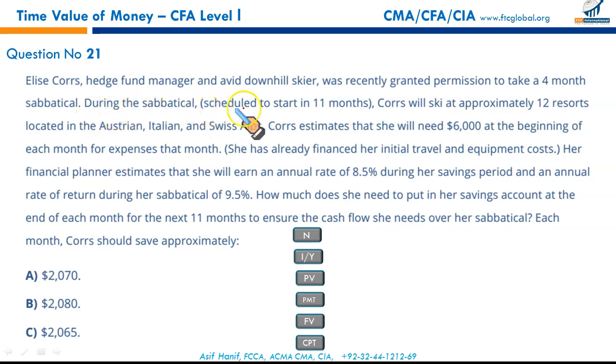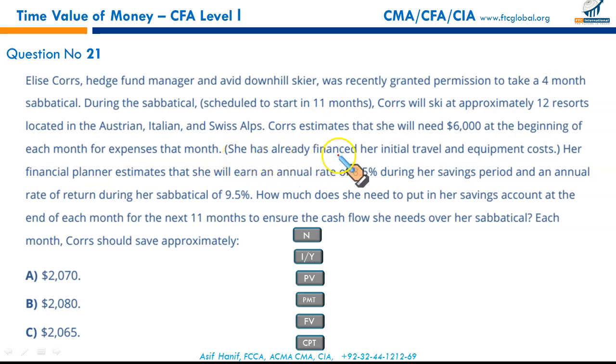During the sabbatical, scheduled to start in 11 months, this is the period after which she will take leave of 4 months. Coors will ski at approximately 12 resorts located in the Austrian, Italian and Swiss Alps. See, this is what you call fun. Coors estimates that she will need $6,000 at the beginning of each month for expenses that month. She needs $6,000 for every month, and she will spend 4 months. Remember, there are 11 months remaining before her sabbatical.